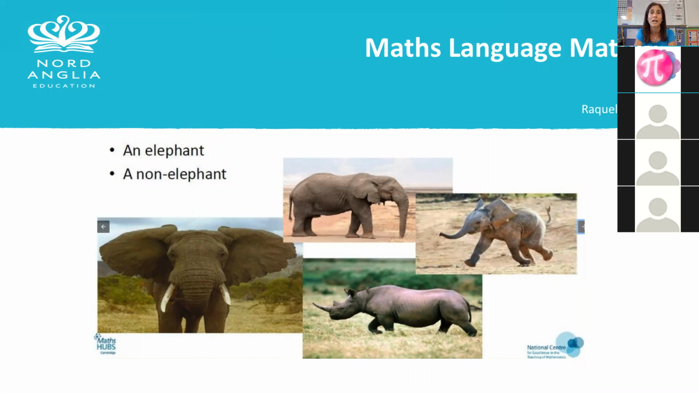Today we're going to be looking at maths language and how it matters. And I thought that we should start by talking about language. I should pinpoint to you, if my presentation cooperates with me.